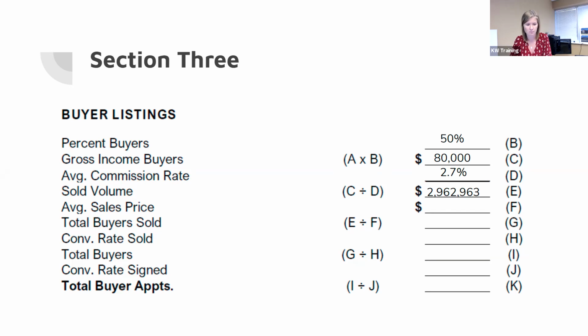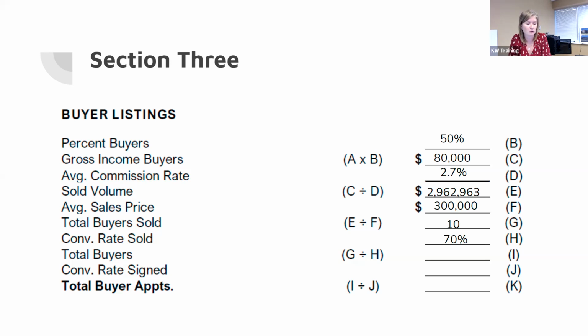And obviously, for the most part, with buyers, you don't have as much control over that percentage as you do in your listing presentation. So I took that 80,000 and divided it by my 2.7, which gives me about 2.9 million in sold volume. For average sales price, I went easy at 300,000. I divide that 2.9 million by the 300,000, which brings me to 10 buyers that I need to close.